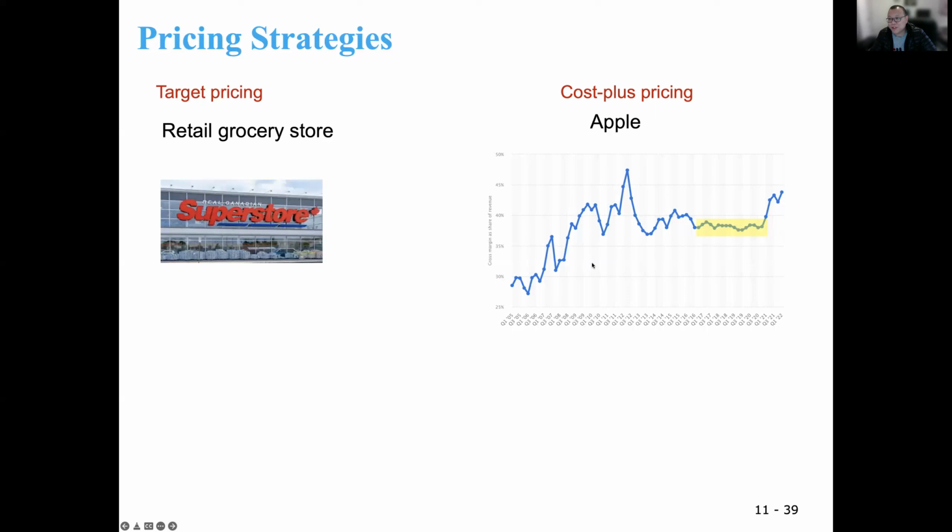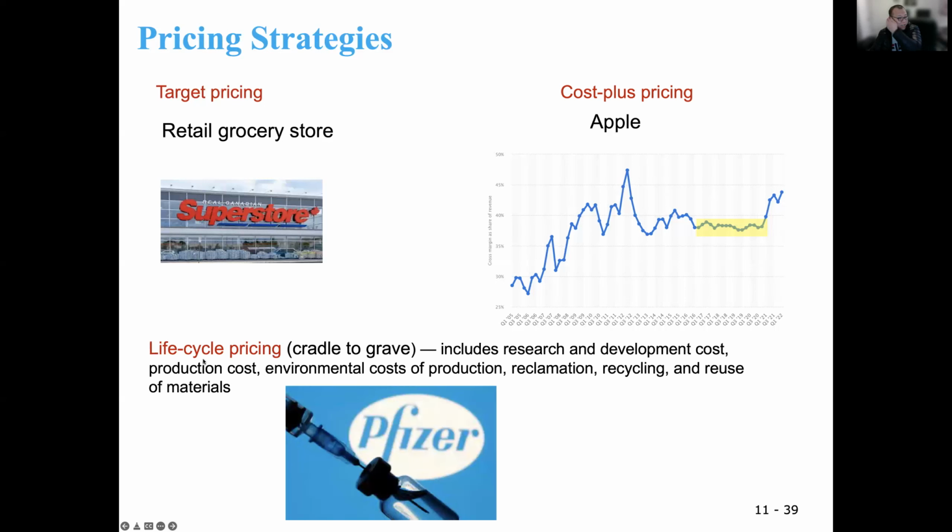This is open for interpretation. And then the other one is the life cycle pricing. We also call it from cradle to grave. This would be appropriate for a product that is heavily in research and development. So, for example, those pharmaceutical corporations like Pfizer.